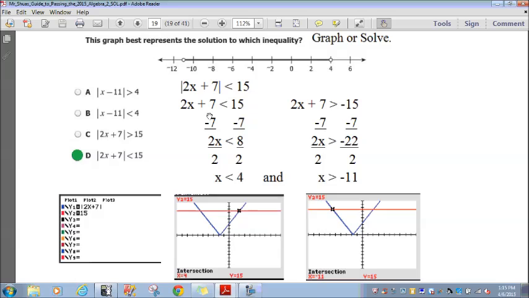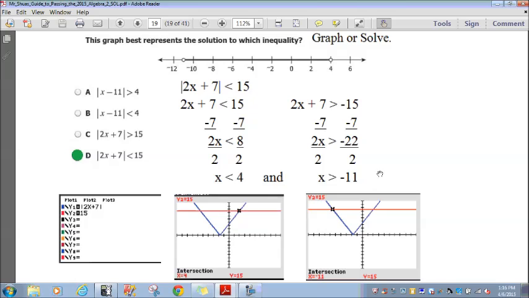First one here, if I subtract 7 on both sides, I get 2x is less than 8. If I divide by 2 both sides, x is less than 4. Fairly simple. Now here, if I subtract 7 both sides, I'm going to get 2x greater than negative 22. I divide by 2 both sides, x greater than negative 11. So that's what we get by solving.